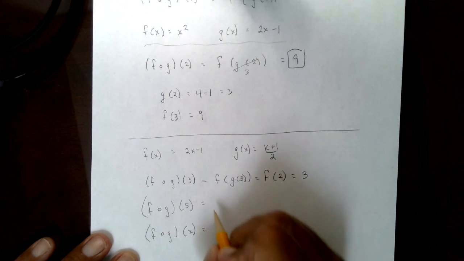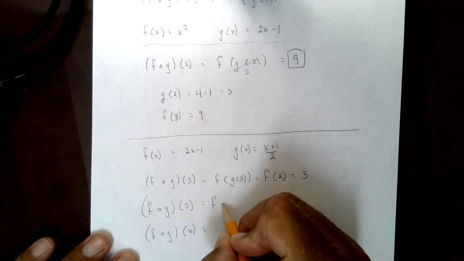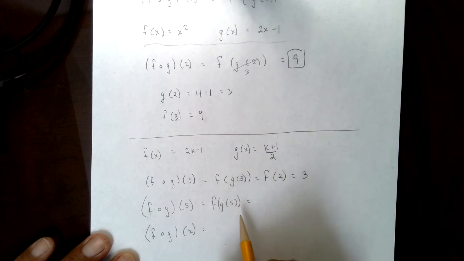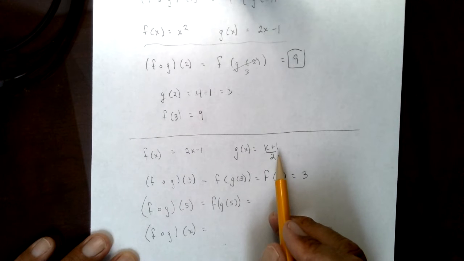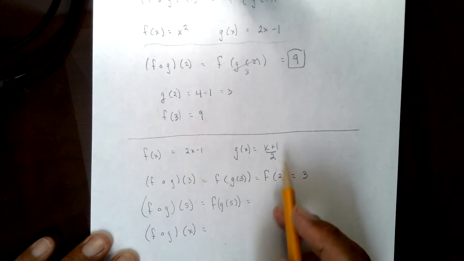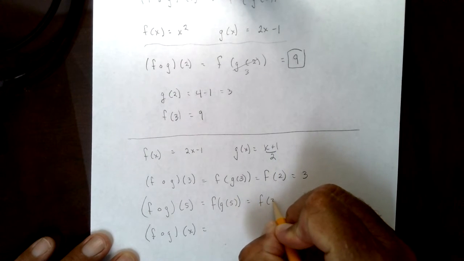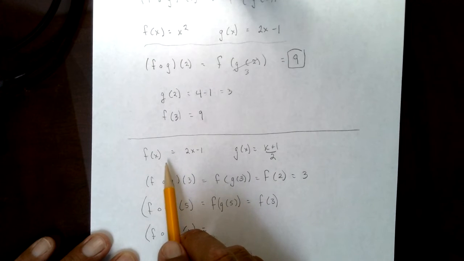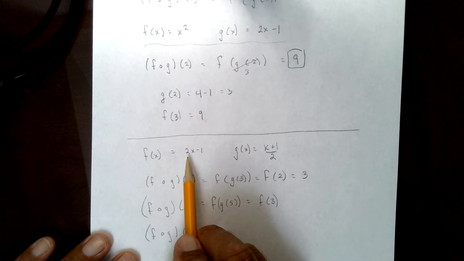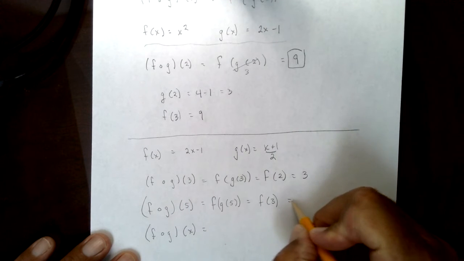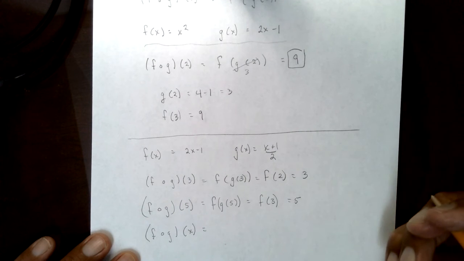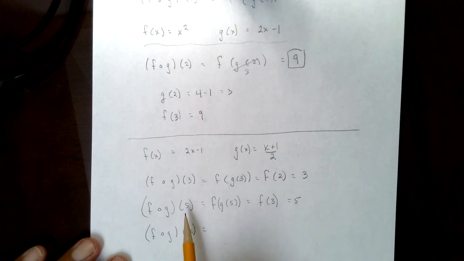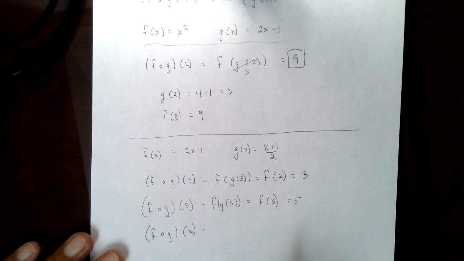Another example. f of g of 5. If I plug 5 into my g function, 5 plus 1 is 6, divided by 2 is 3. I get f of 3. I take the 3, I plug it into my f function, 2 times 3 is 6, minus 1, and I get an answer of 5. Something really interesting is happening here. I start with 3, I end up with 3. I started with 5, I ended up at 5.